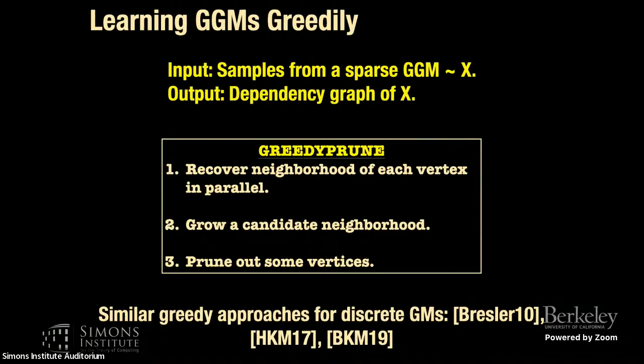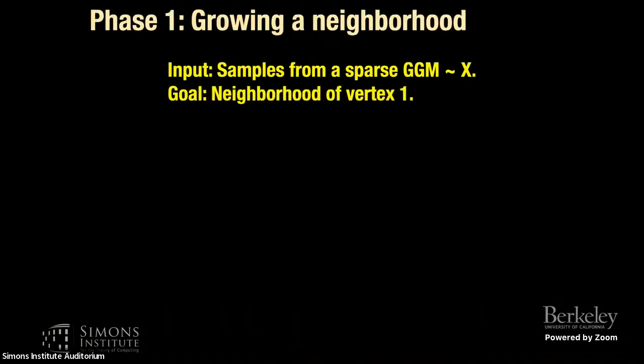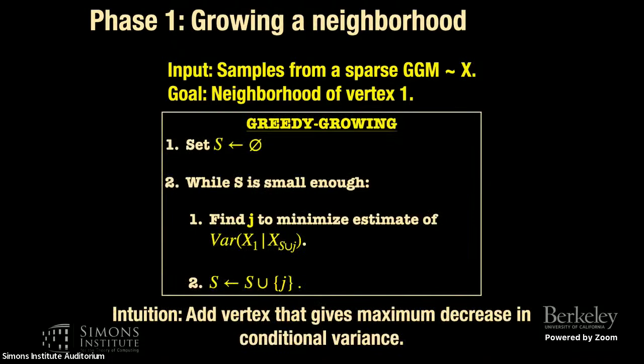And in the first phase, I'll grow a candidate neighborhood. I'll pick a bunch of vertices which I think will contain all the true neighbors. And in the second phase, I'll throw out some of the vertices. So how do I grow a neighborhood? Again, we're trying to focus on vertex 1. And the way we grow the neighborhood is very simple, a simple greedy rule.